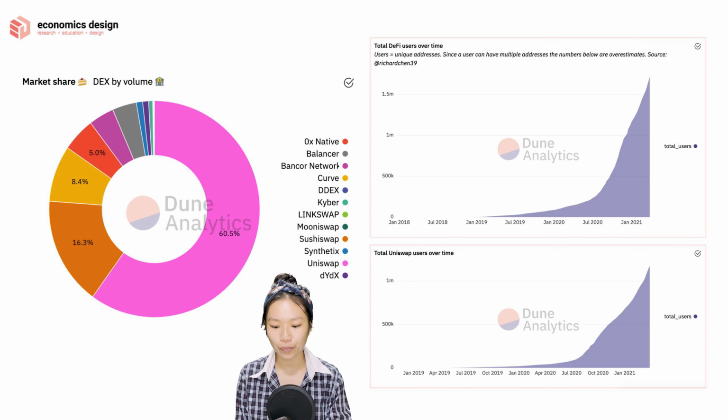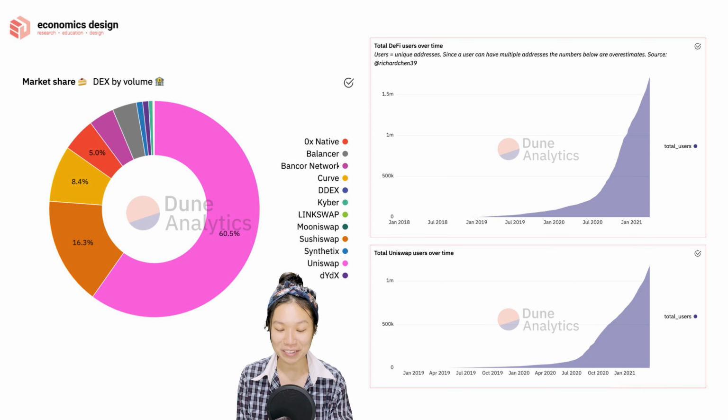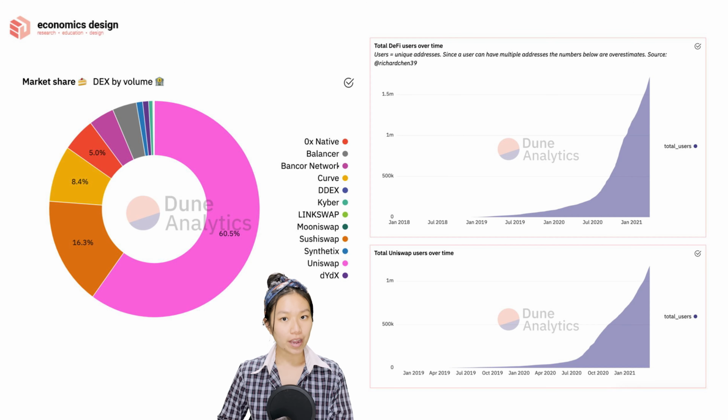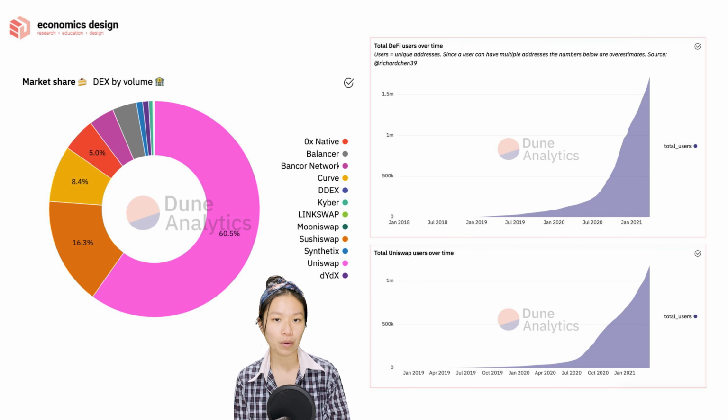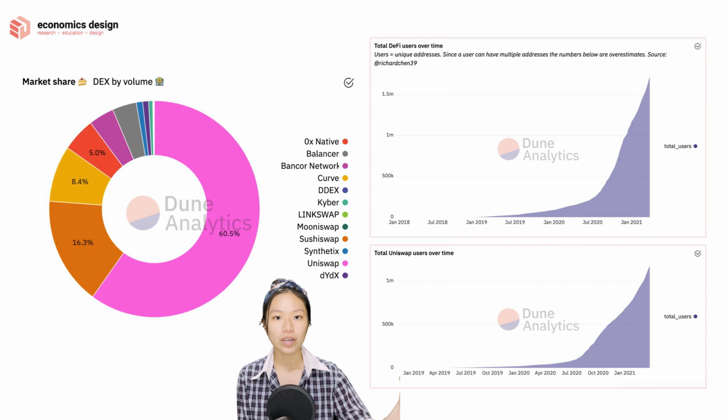If you look at the growth rate of DeFi users over time, it has grown exponentially, as you can see. And the amount of unique addresses has increased exponentially as well. Sure, there are going to be users with multiple addresses, which is completely fine, but not everyone has multiple addresses. So in general, the growth of DeFi is just exploding.